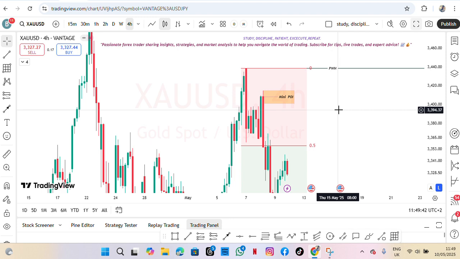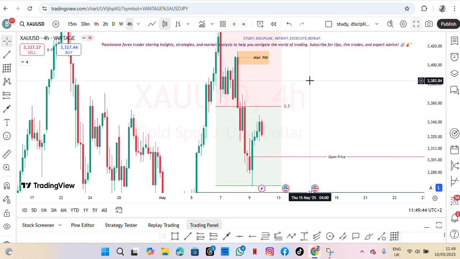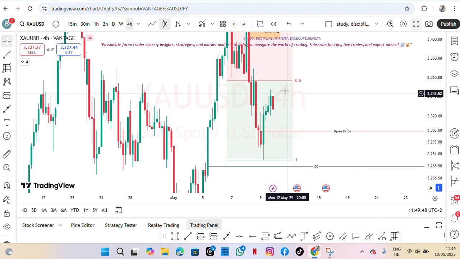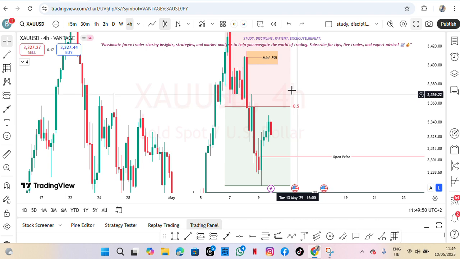You can see on my screen, a mini point of interest on the higher time frame, which I discovered on a 2 hour time frame. So I just mark the zone, then the discount and the premium level. This one we're going to talk about in my next video, guys.